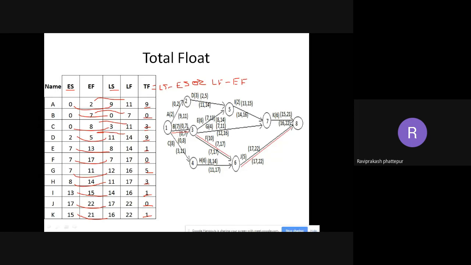1368, so it is BFJ. I'll write it here, B, F and J. BFJ is our critical path. Check here, I'll underline that, B, F and J. If you see the float for these three, it will always be 0. So B is 0, I'll put a square. F, yes, it is 0. And J, it is 0.